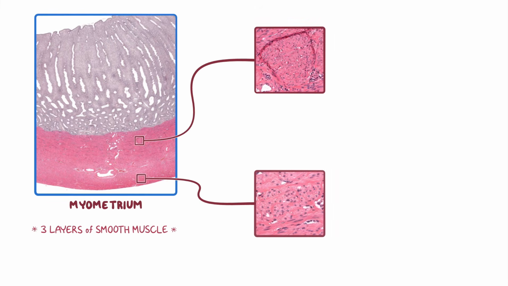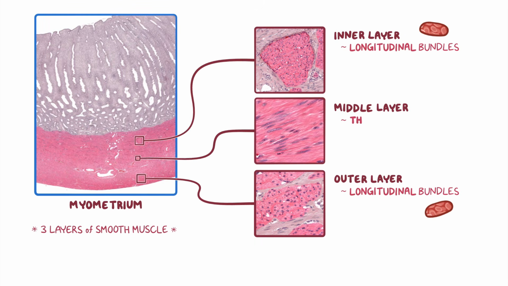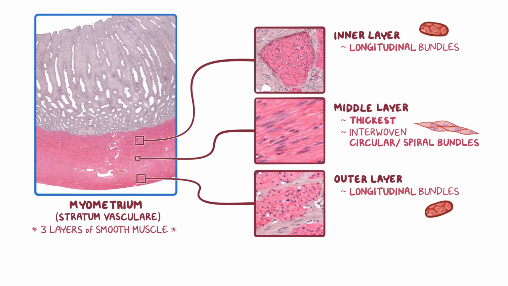The myometrium is made up of 3 layers of smooth muscle. Although the individual layers are typically difficult to distinguish from one another in the uterus, the inner layer and outer layer consist mostly of longitudinal bundles of smooth muscle. The middle layer is the thickest and contains interwoven circular or spiral bundles of smooth muscle. This layer is also called stratum vasculare, since it's a very vascular layer with many large blood vessels that supply the endometrium.